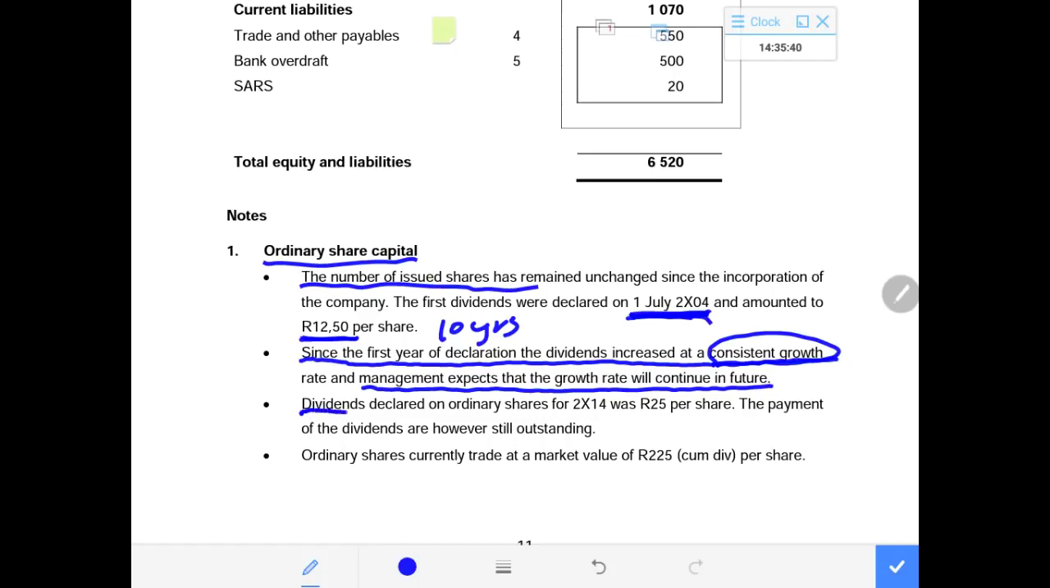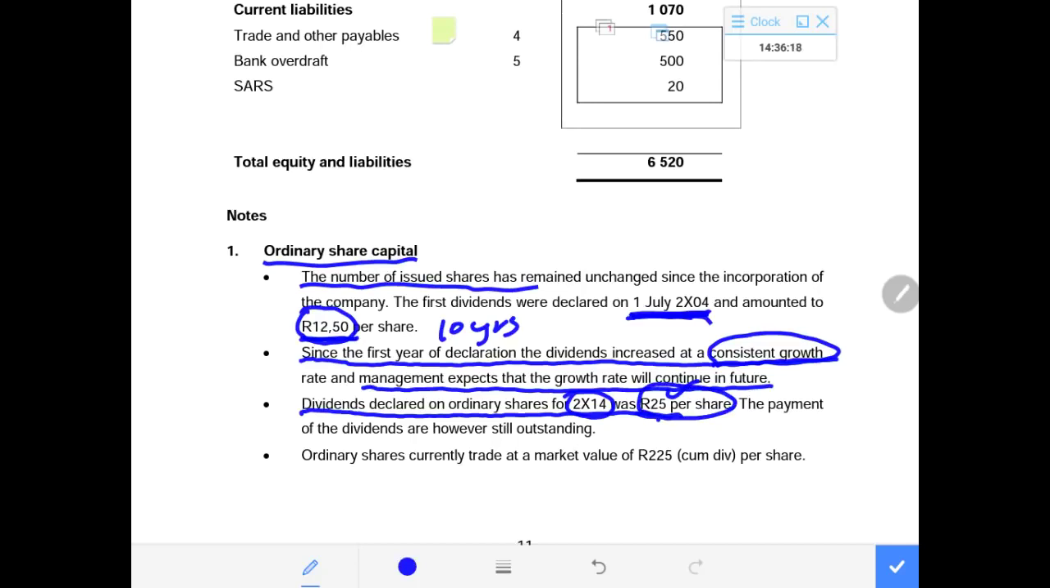And it says dividends were declared on ordinary shares at 25 rand per year, and this is per share, in the current year now, 2014, which is the current year that we are busy with. So the dividends that were declared at 12 rand. Remember, 10 years down the line. Now I think I have to do this because the information is just triggering me to do it. 10 years down the line, we declared dividends at 12 rand 50 cents. That was present value. In the future, 10 years after that, we declared dividends at 25 rand.